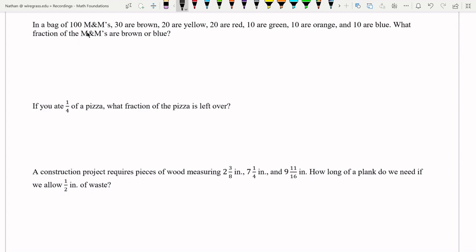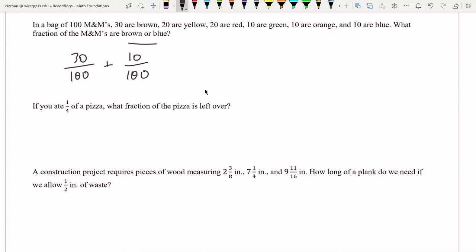In a bag of 100 M&Ms, 30 are brown, 20 are yellow, 20 are red, 10 are green, 10 orange, and 10 blue. What fraction of the M&Ms are brown or blue? So it's together brown and blue, right? We have 30 brown, so there's 30 out of 100 are the brown ones, and blue is 10. 10 out of 100 are the blue ones.